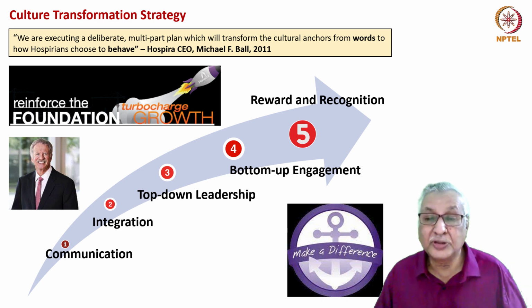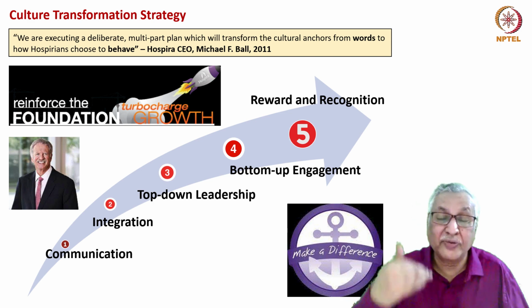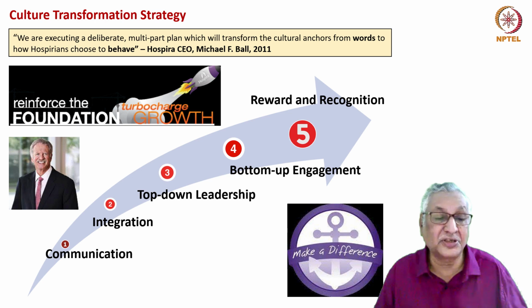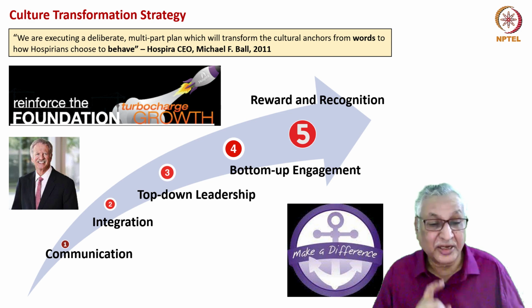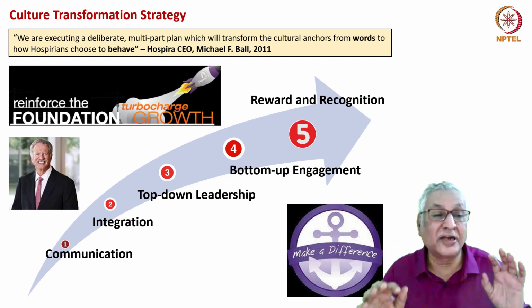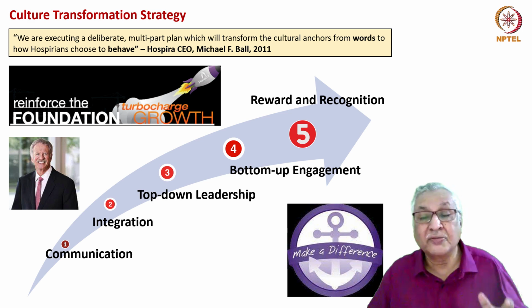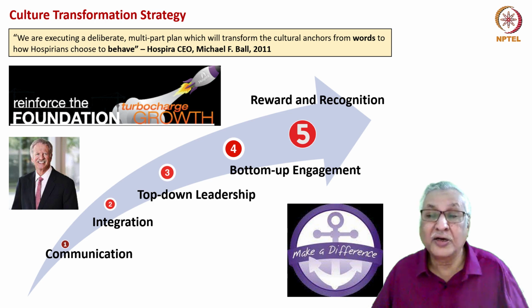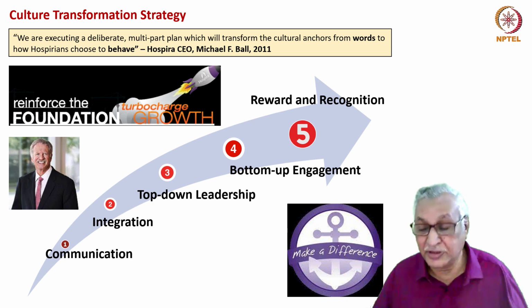And to be able to do that and make a difference to the company and therefore make a difference to the company's standing in the generics industry, he had a five planked program. One, communication, communication, and communication. Second, integration. Third, top down leadership, that is setting the right tone at the top. Then, stimulating bottom up engagement. And finally, reward and recognition for the right behaviors.